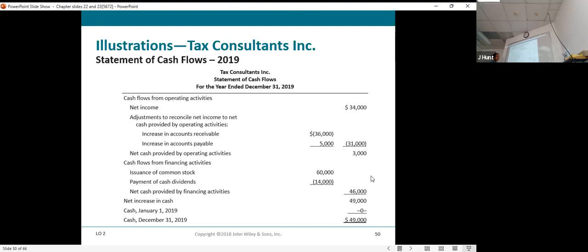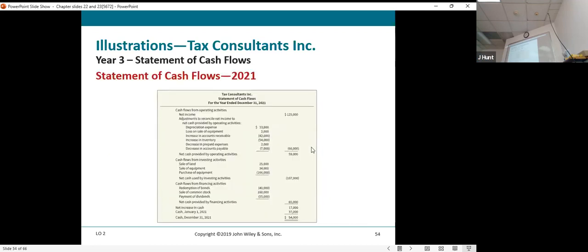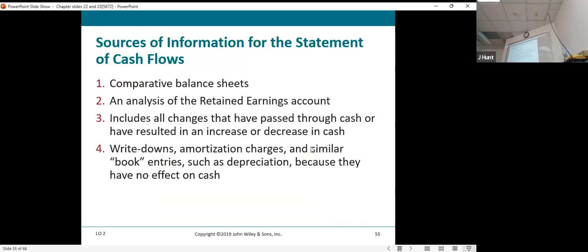And then you have, like I said, the increase. So remember that 49,000? Our beginning balance was zero. And then our ending should be 49,000 at the start of December. Okay, so they go to year 2, which I don't need to go to.